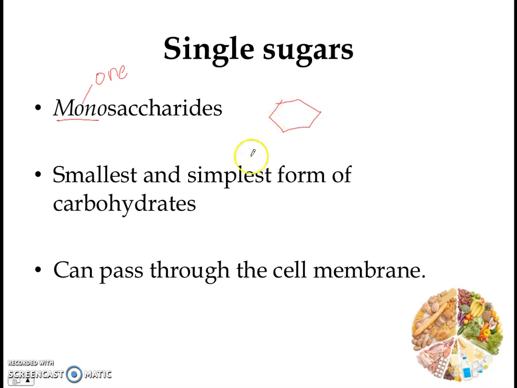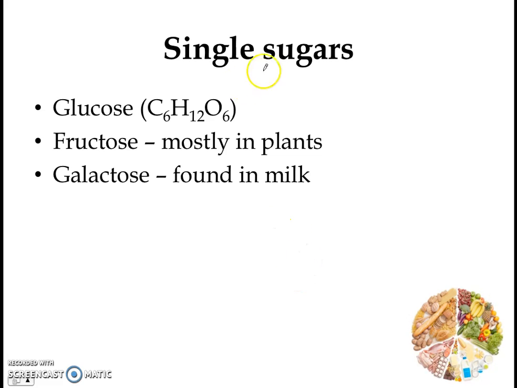So this is the smallest and simplest form of carbohydrates, and because they're very small, they can pass through the cell membrane of cells. So for single sugars, we have a few common examples. I've already talked about glucose, that's a single sugar, and you might also have heard of fructose and galactose. Fructose is found mostly in plants, and galactose is a single sugar that is found in your milk. Now, interestingly, glucose, fructose, and galactose all have the same chemical formula.